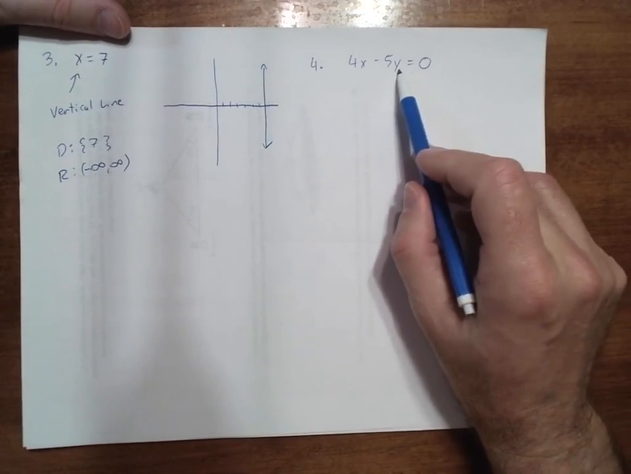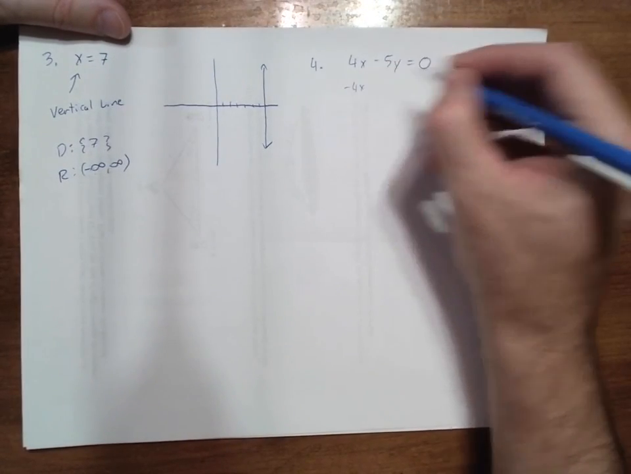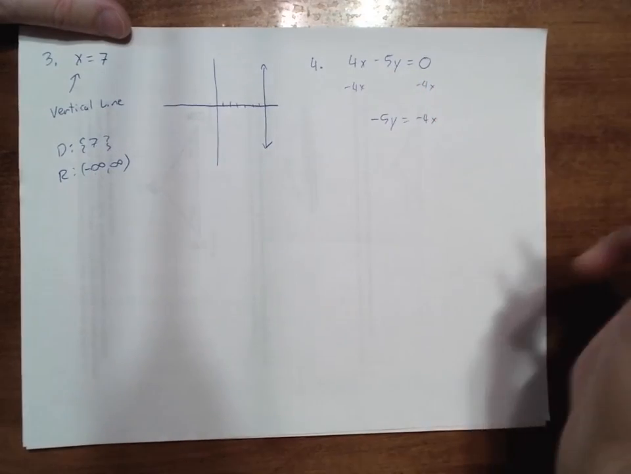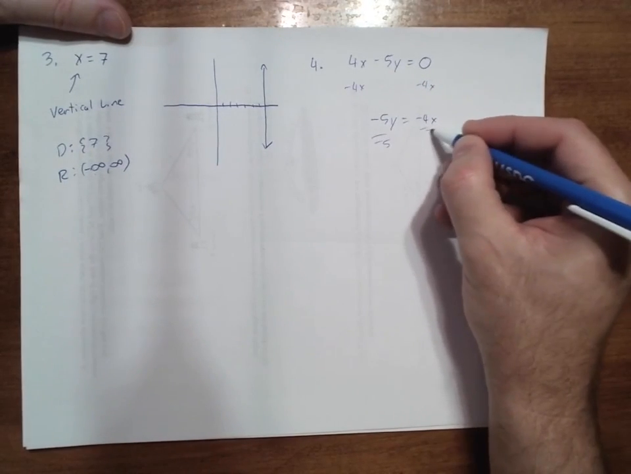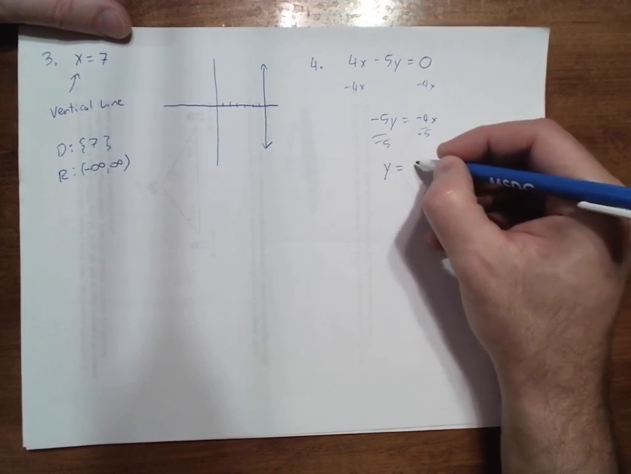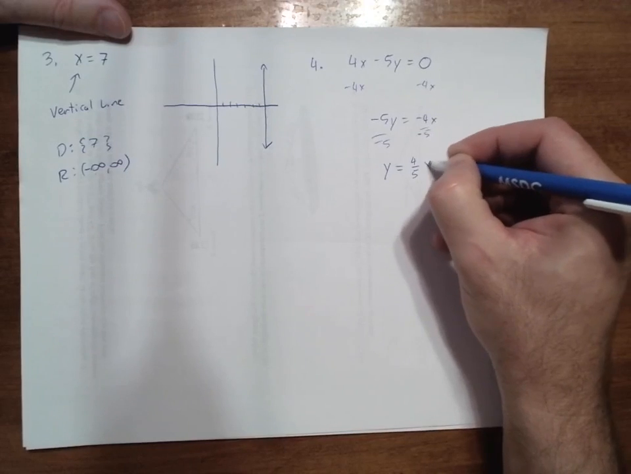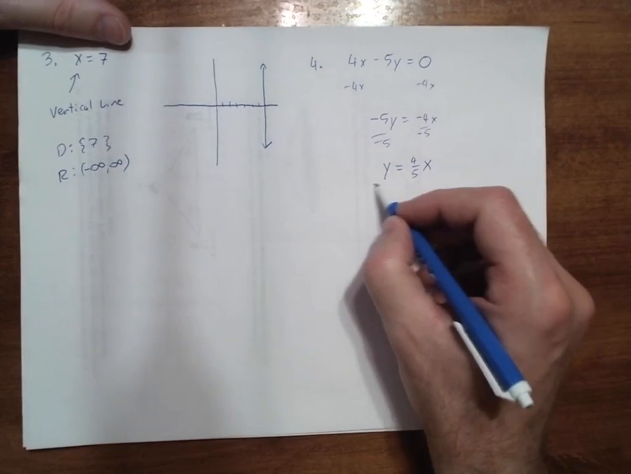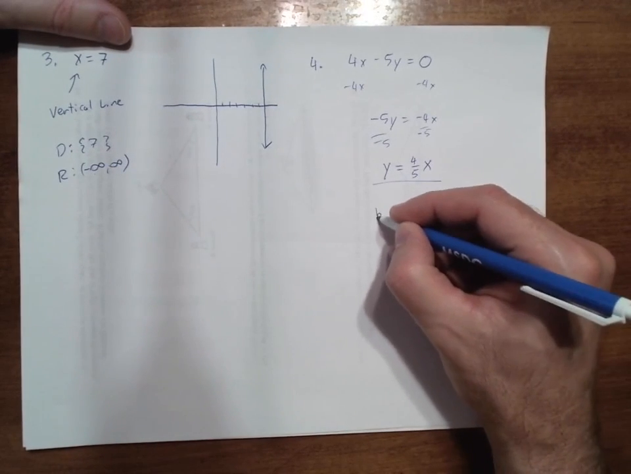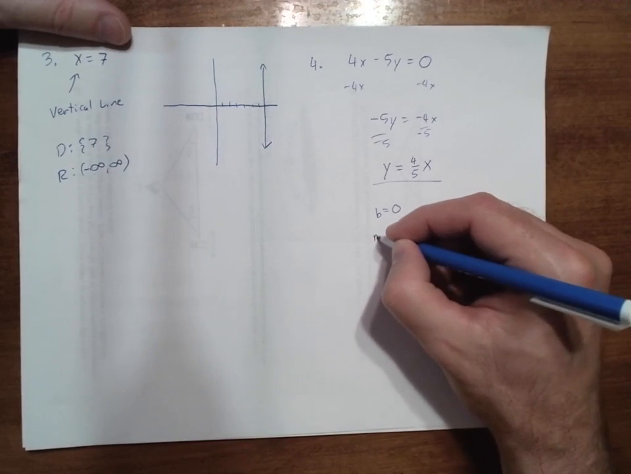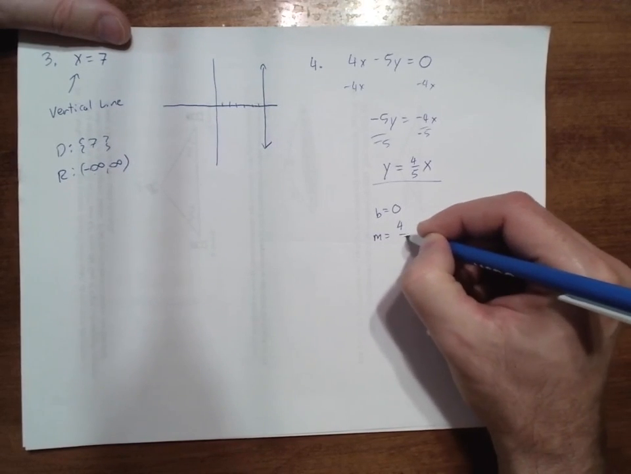So that means I want to get y by itself. We'll start by subtracting 4x from both sides. And then I'm dividing everything by negative 5. So we get y equals 4/5 x. And then there's no other number out here. Now that this is in slope-intercept form, because there's no number, the y-intercept is 0 and the slope is 4 over 5.